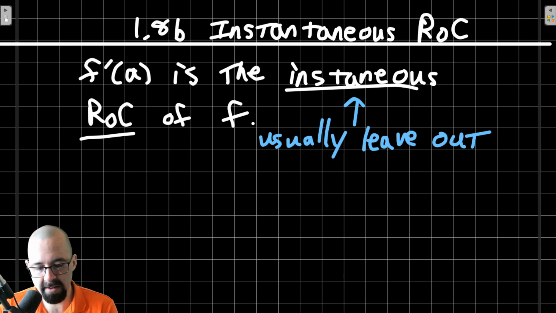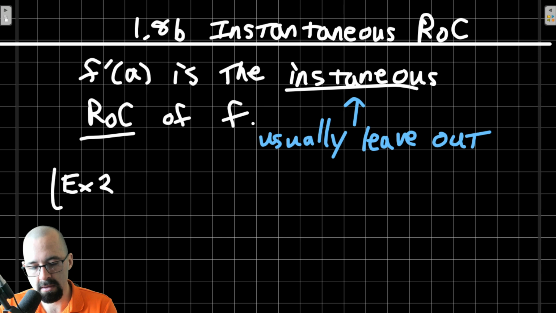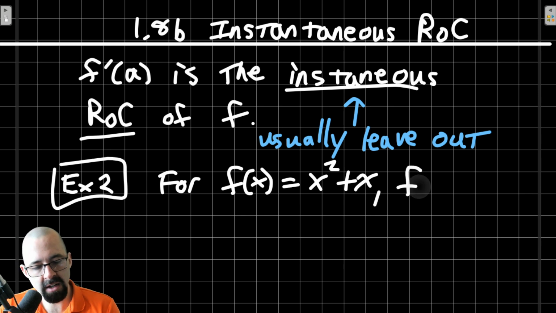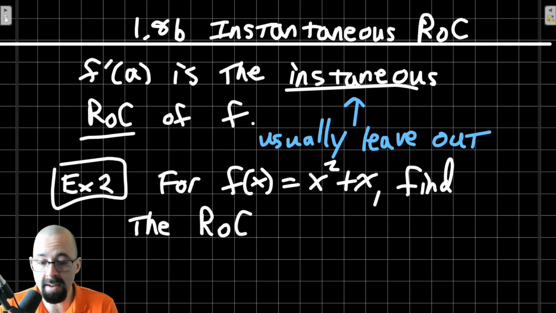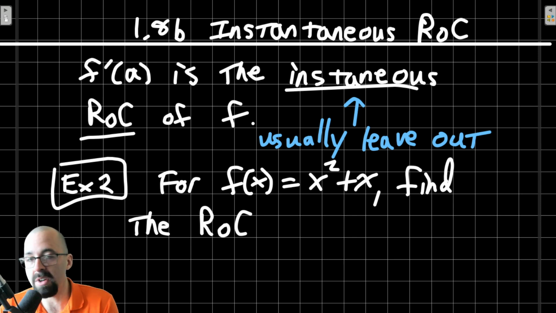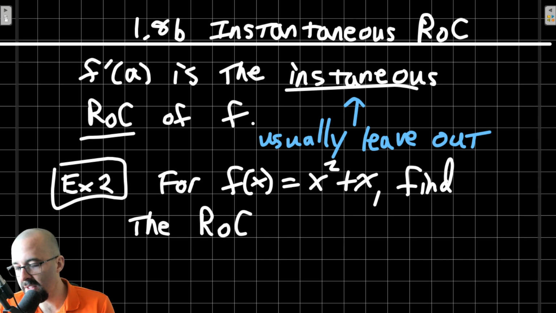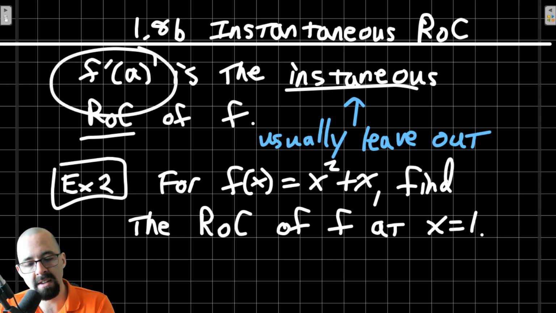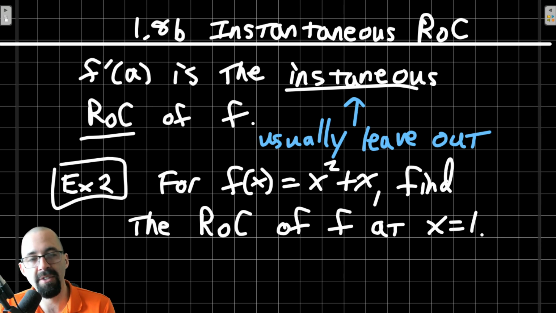Let's do example 2. All right. For f of x equals x squared plus x, looks a little familiar to video 1, if you remember video 1. Find the rate of change. And remember, I didn't write instantaneous or average, which means instantaneous. If we don't specify, it's instantaneous. So find the rate of change of f at x equals 1. So again, all that is the derivative at that spot. Okay? So let's find the derivative.